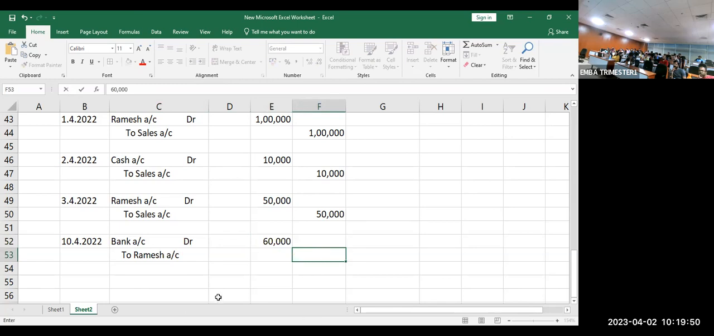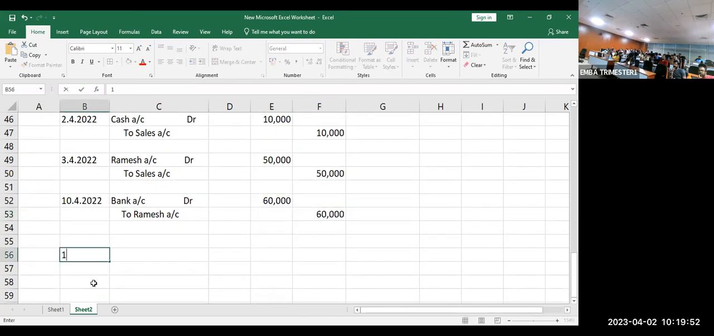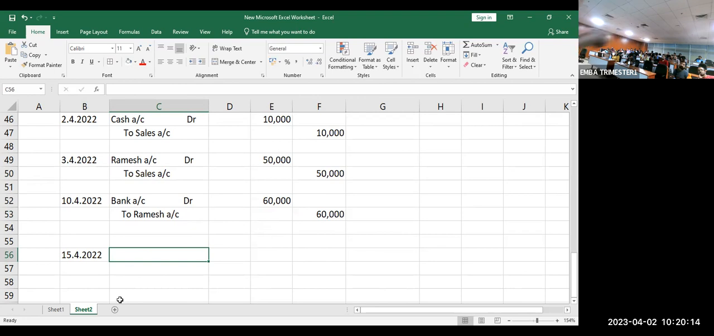Okay. 15/4/2022 is transacting with you. He is returning some goods. Sir, your goods are not worth it. Please take it back. 5,000 worth of goods is returning to you. He is sending a letter: sir, the goods found in this parcel are not up to the mark. Take it back. On receiving that, you have to make one entry.